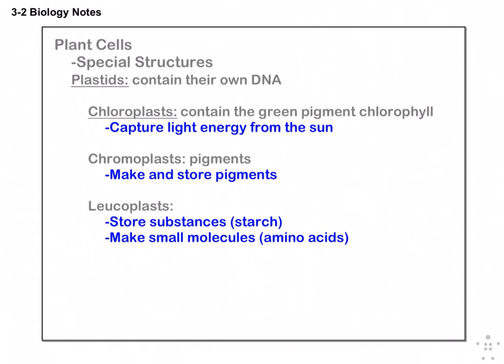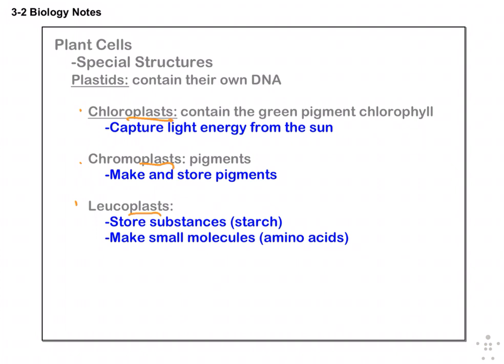Other special structures are called plastids, and they are unique in that they contain their own DNA. There are 3 types of plastids: chloroplasts, chromoplasts, and leucoplasts. You know that they're in the plastid group because of plast, okay? You've probably heard of chloroplasts before. These contain the green pigment chlorophyll. Their job is to capture light energy from the sun. Chloroplasts are predominantly found in leaf cells.